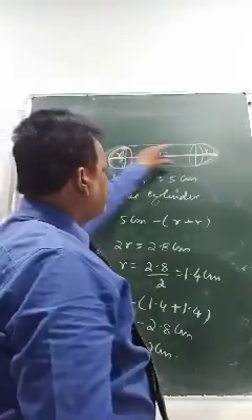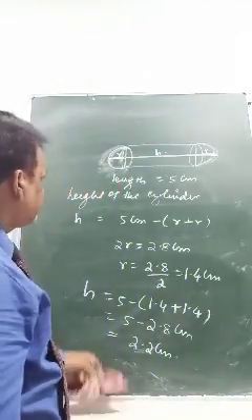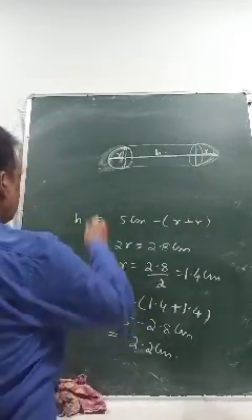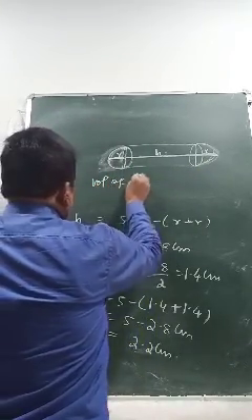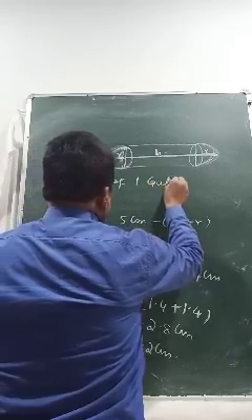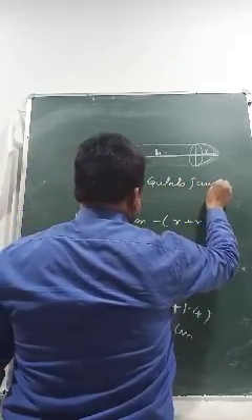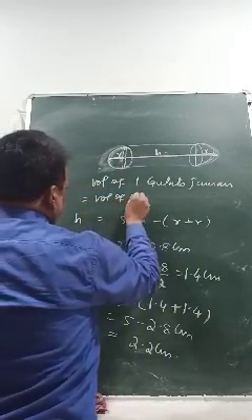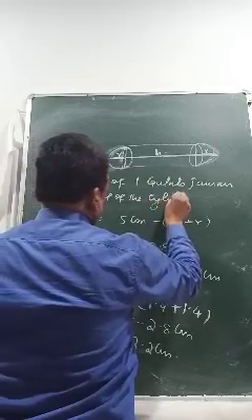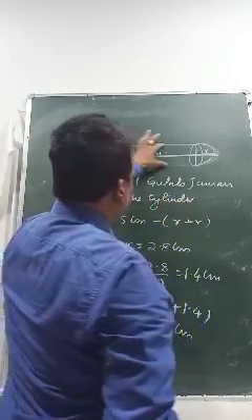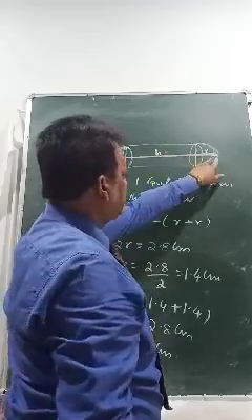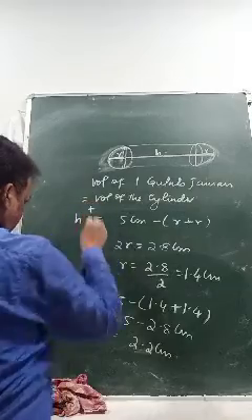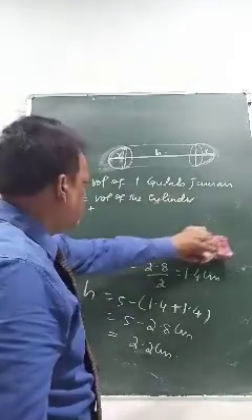Then what is the volume of one gulab jamun? Let's find out. Volume of one gulab jamun is volume of the cylinder, this part, plus volume of 2 hemispheres.